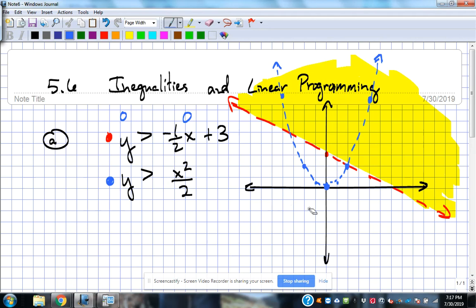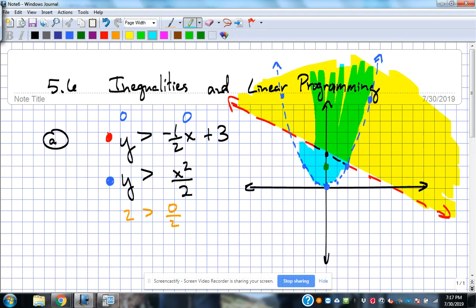It's inside or outside. So if I plug in a test point, I cannot use 0, 0 because my graph goes through it. So I've got to pick something else. I'm going to pick an easy point like that one right there, 0, 2. 0 for x, 2 for y. So it's 2 greater than 0 divided by 2. Well, is 2 bigger than 0? Yeah, 2 is bigger than 0. So my shading is going to be on the inside of this parabola because that was true.